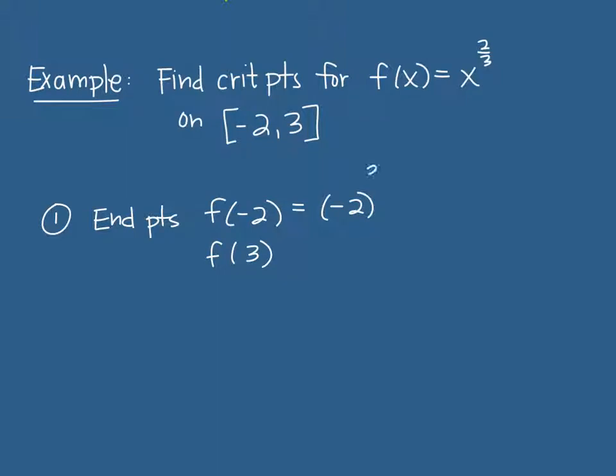So negative 2 to the 2/3 and 3 to the 2/3. What that means, negative 2 to the 2/3 means the cube root of 4. And 3 to the 2/3 is the cube root of 9. One is clearly higher than the other.